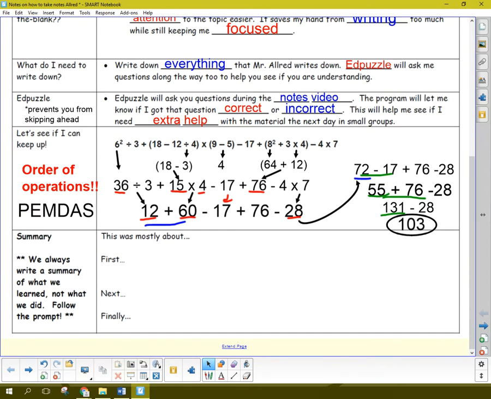When you write a summary, thank you for paying attention to that. I hope you could keep up with me as I was writing all those things down. We got a summary. You always want to write a summary of what you learned, not a summary of what you did. So try to write a summary right here of the notes. How do you take notes in Mr. Allred's class? And see if you can kind of split up the different things we talked about, the different things we learned.